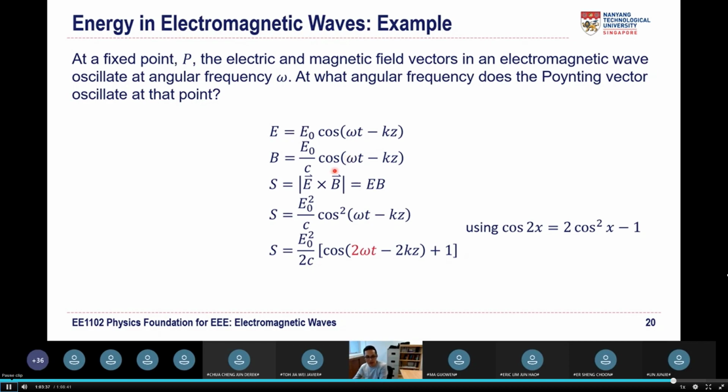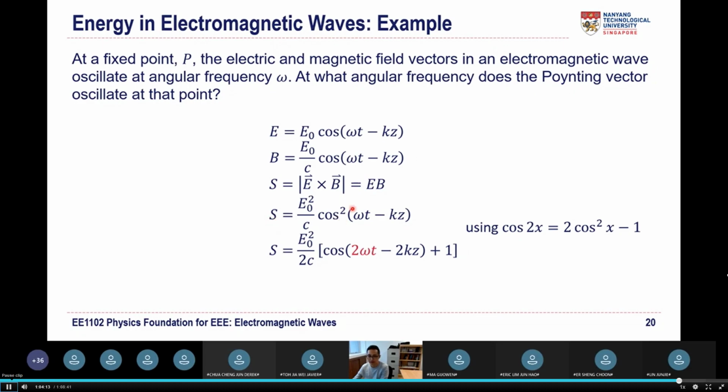Okay, so the Poynting vector is just going to be the cross product between E and B. Because E and B are 90 degrees to each other, they are normal to each other, we can just do a simple multiplication if we are only interested in the magnitude of the Poynting vector. But we know what the direction is going to be. The direction is the same as the direction of the wave propagation, right?